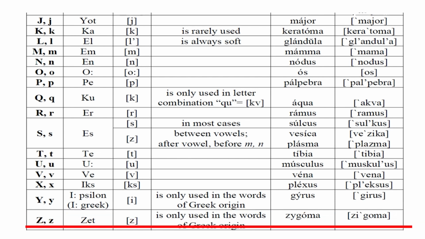And the last letter is Z, and this is also often used in words of Greek origin. So we have seen all these letters. Let me just quickly pronounce them for you. So it's K, L, M, N, O, P, Q, R, S, T, U, V, X, Y, Z. So these are the Latin alphabets.